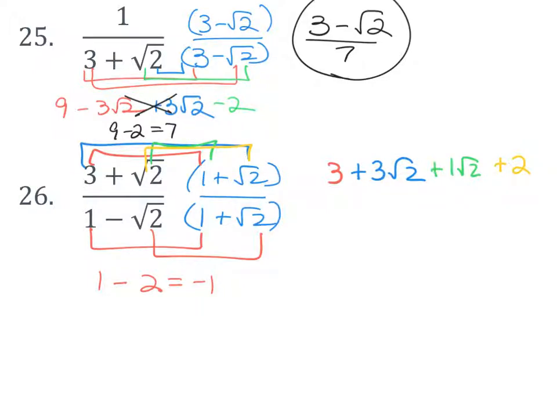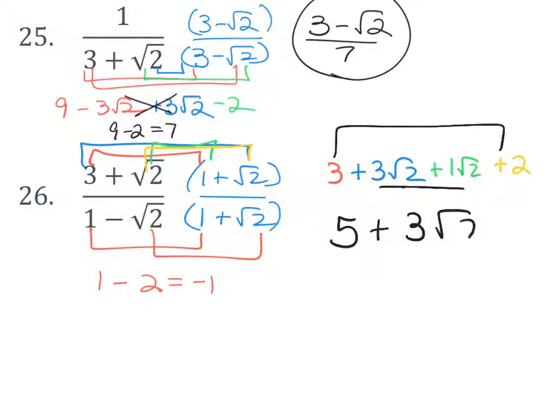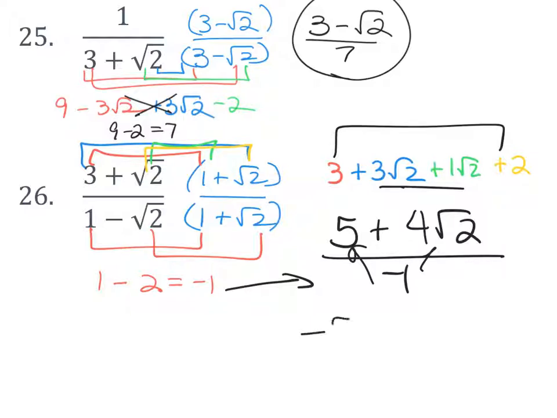Again, remember the middle terms can be combined, and so can these guys. So this becomes 5 plus 3 square root 2 over this negative 1. And then, it's 4, sorry. 3 plus 1 is 4. So 4 square root 2. And then I can distribute the negative sign to the top. And it becomes negative 5 minus 4 square root 2.